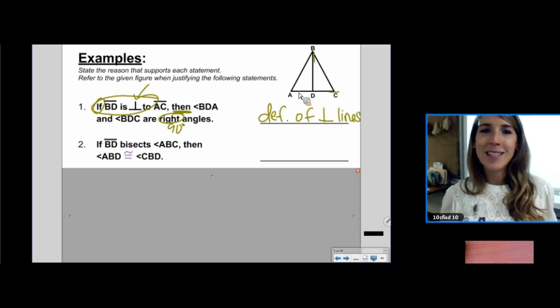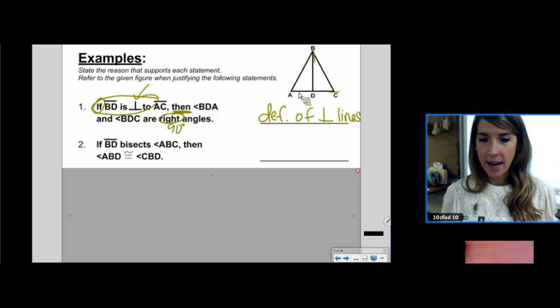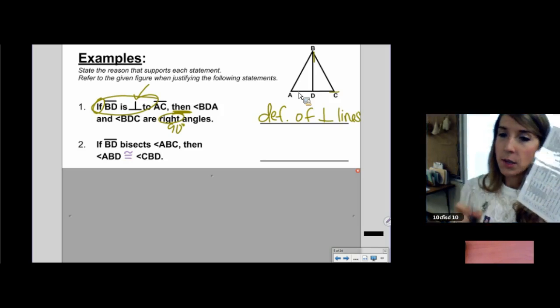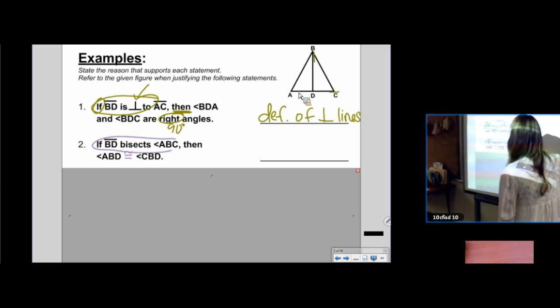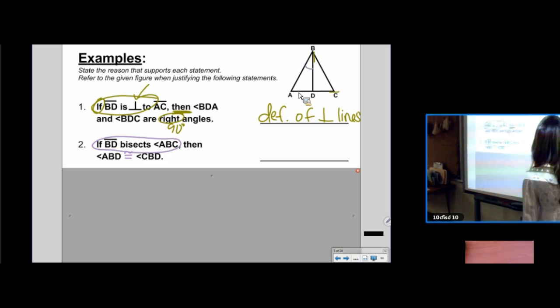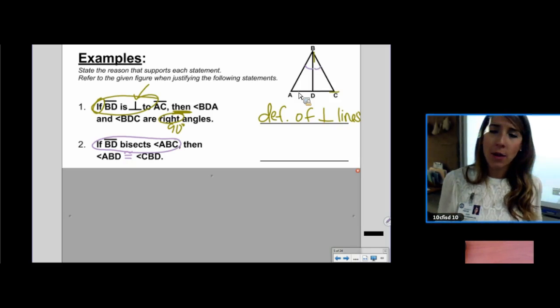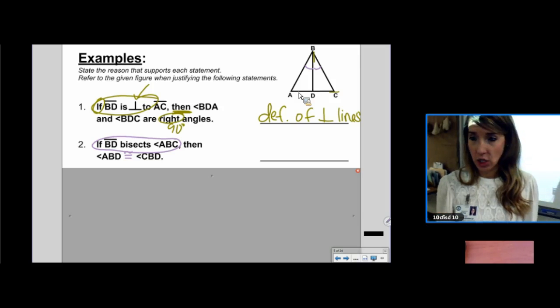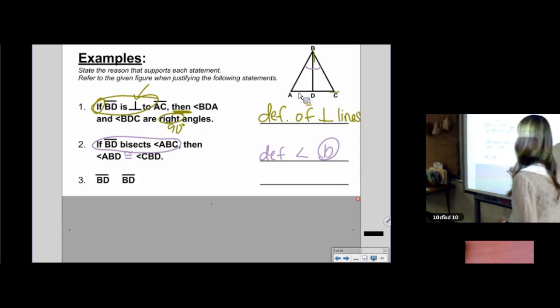I'm not asking you to decide if it's true. I'm asking you to tell me what theorem backs that up. Good. So it's like you're asking yourself, I know when I see this that I'm allowed to go to my picture and I'm allowed to do this. But what theorem is actually allowing me to do that? And you're right, it's a definition. And it's a definition of angle bisector. Very good. Next one.